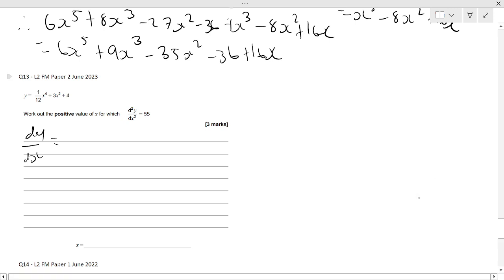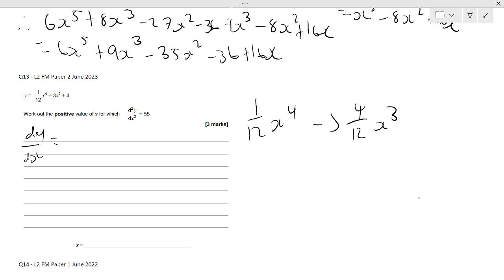So dy by dx, again, one twelfth x to the 4. If we differentiate it, you're going to, again, multiply the power by the number in front. So it's going to be 4 over 12, x, and then we knock one off, so it's going to be cubed. 4 minus 1 is 3. Well, actually, we can simplify 4 over 12, can't we? Because 4 over 12 will go to a third. And then we differentiate the 3x squared. 3x squared will go to 2 times 3, which is 6.